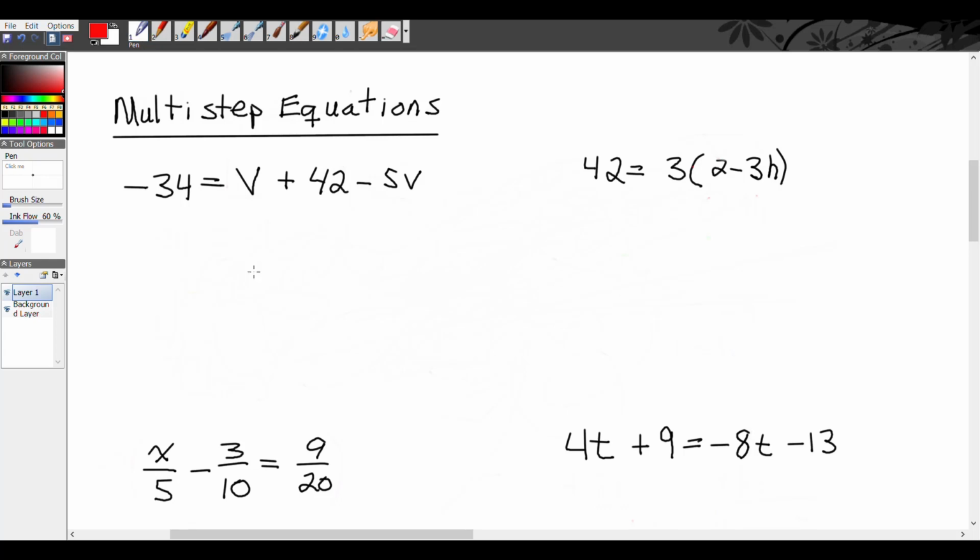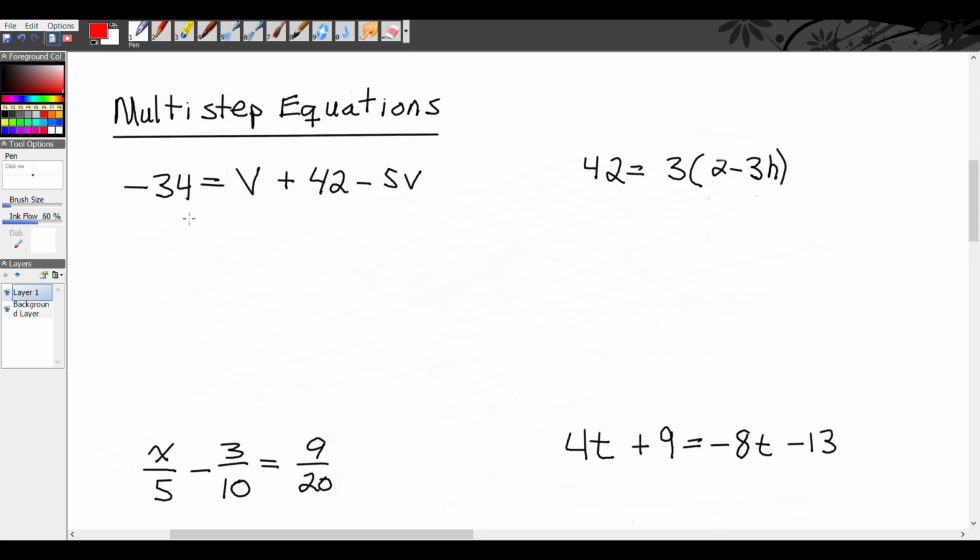All right, so let's go ahead and take a look at some multi-step equations and how to solve them. Multi-step equations are usually more than two steps, so it could be 3 or 4-step equations. Let's just jump right into some examples here and take a look at how to do them.